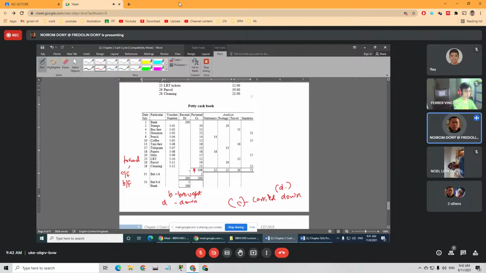And then how much is the amount? According to the amount that is being spent. So this is the imprest system. Any question? Can you understand?